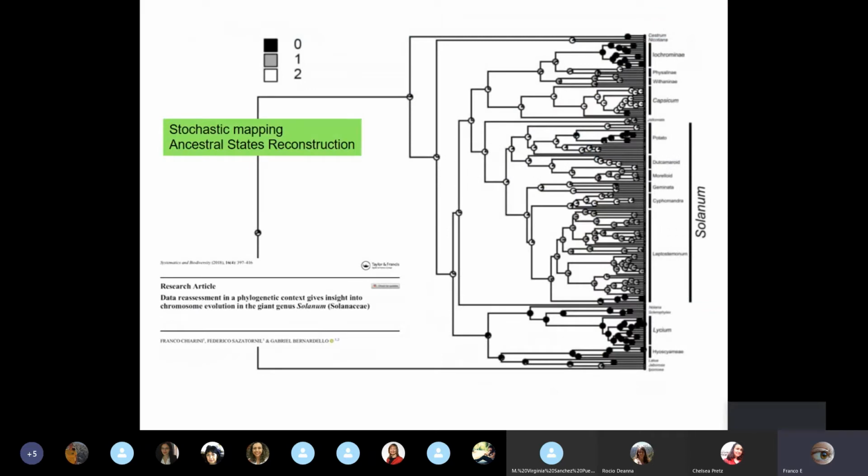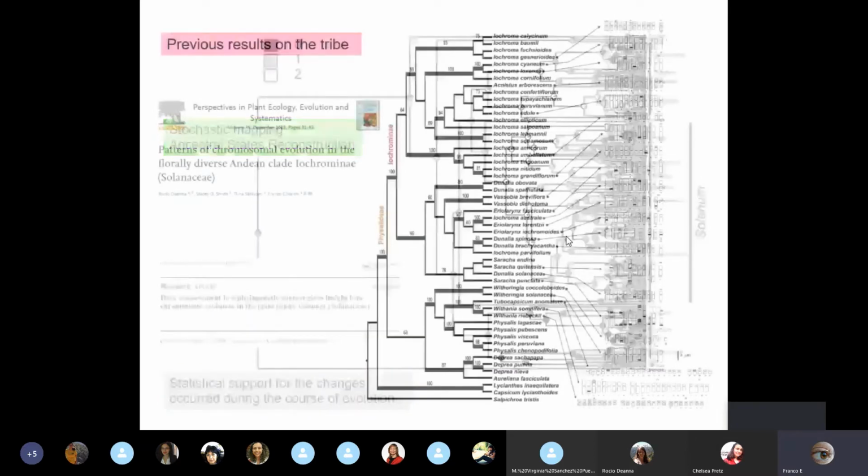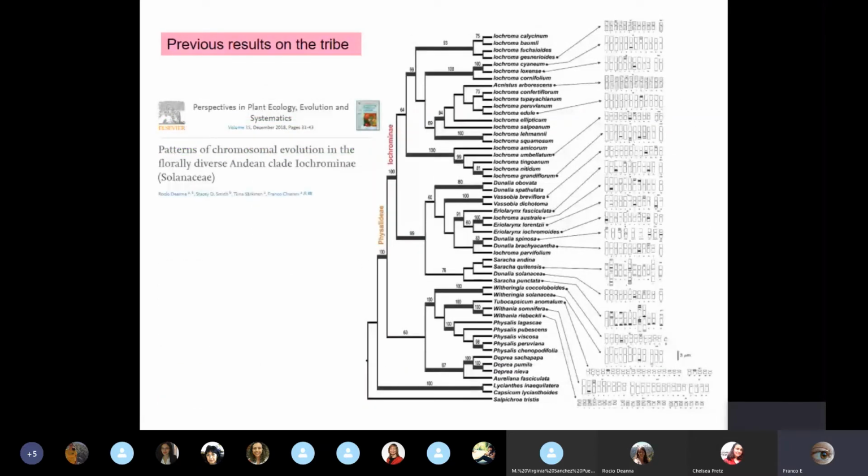More recently, we started to apply stochastic mapping and ancestral state reconstruction to have accurate calculations with statistical support of the changes that occur during the course of evolution. So we have the current states of the extant species, but we can also reconstruct the character state in the different nodes of the phylogeny. So we are studying right now the Physalideae tribe.